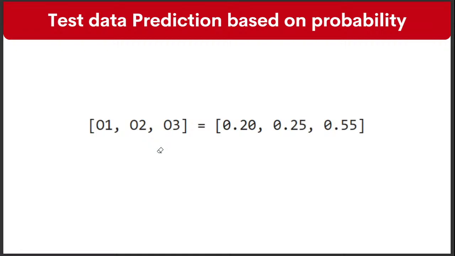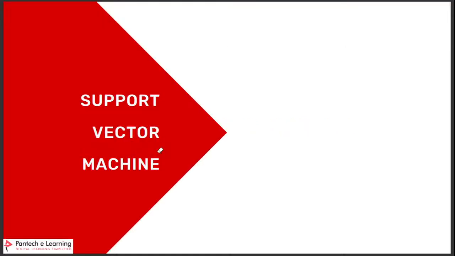Can I get some response? Which is going to be your output, which is O3, right? Because O3 is having 0.55, which is the most probable one among this. So that will be given as the output. If it's clear, we can start with the introduction about support vector machines.